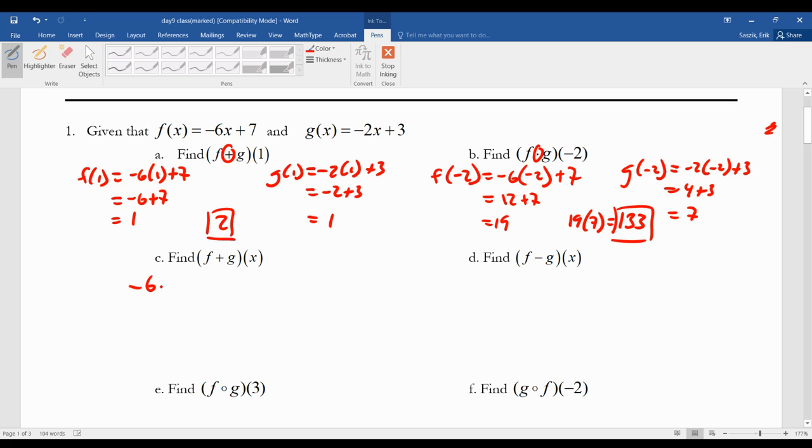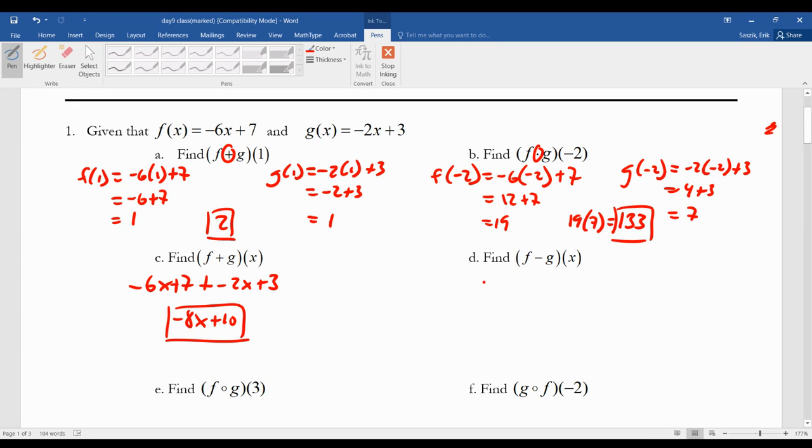Okay, now here we got a variable. So f of x is negative 6x plus 7 plus g of x, which is negative 2x plus 3. We have to combine like terms. I always write the x's first. Negative 6x and negative 2x. 7 and 3 is 10. You cannot combine those things.